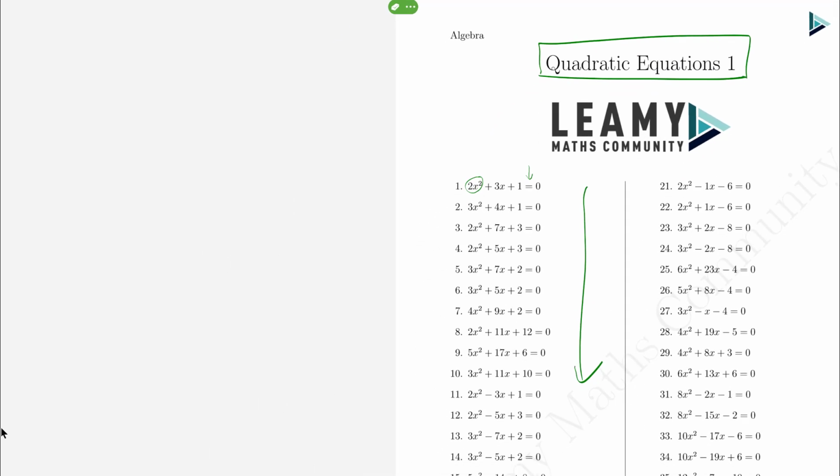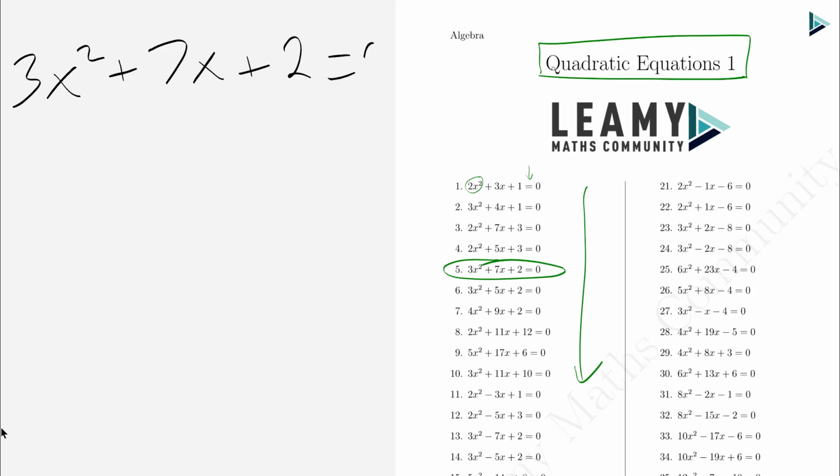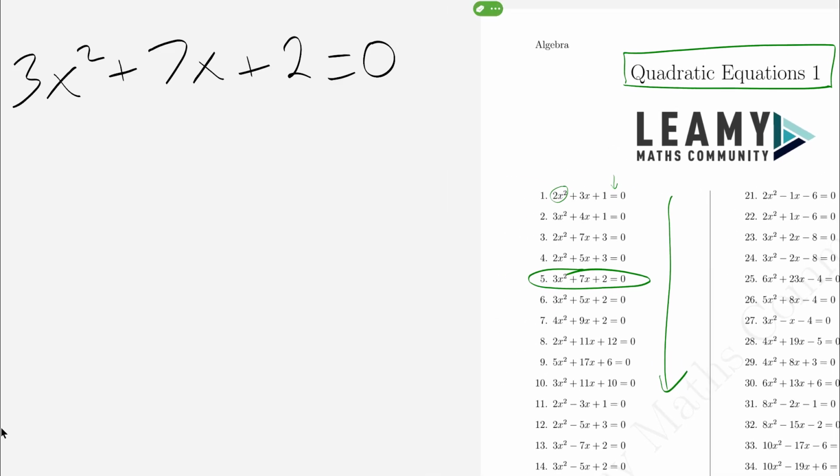So I'm just going to pick a question. Let's say I pick question 5 here. 3x squared plus 7x plus 2 equals 0. Now, the first step to solve a quadratic equation is to factorize it. In this case, we have a trinomial. We have our x squared, our x, and our constant. We have our trinomial, and we're going to factorize it.